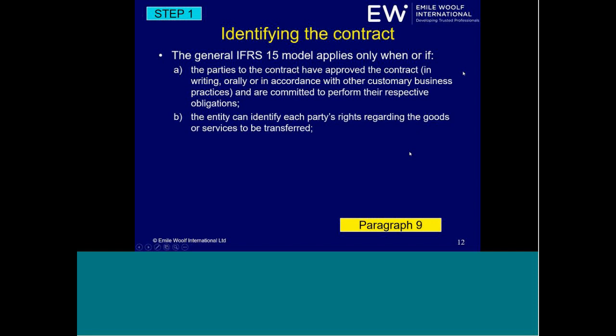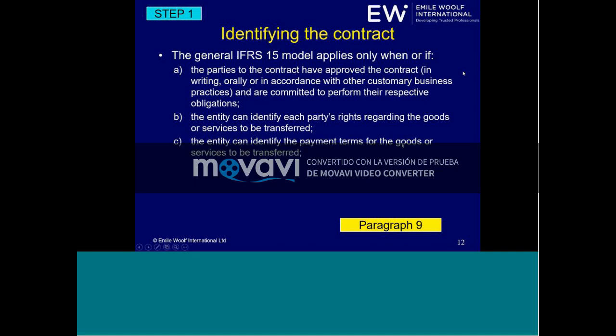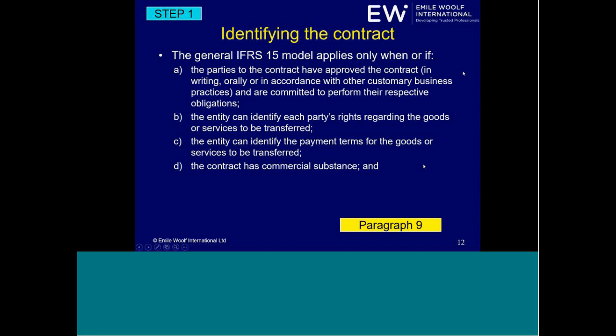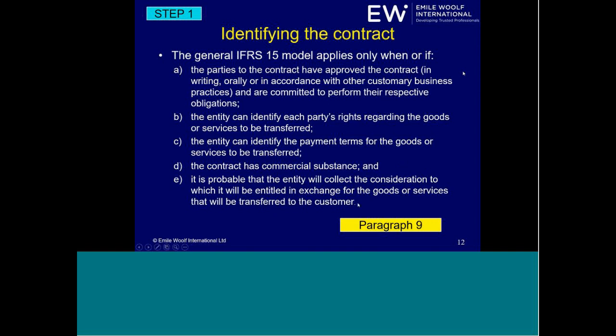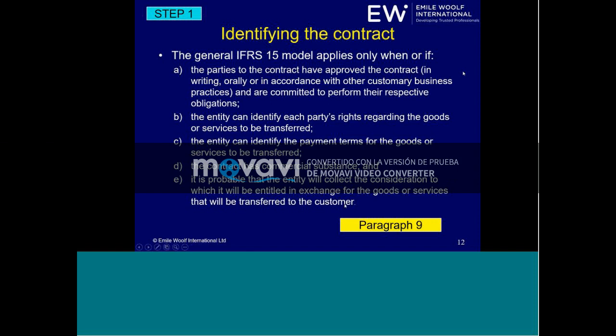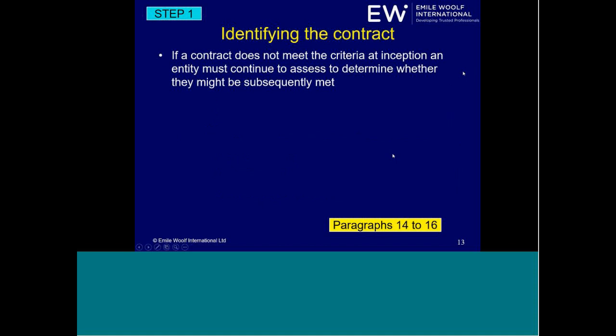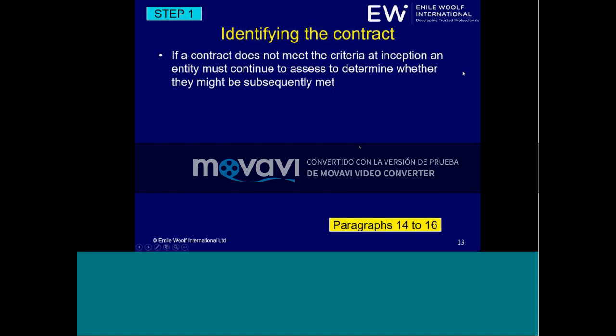Secondly, the entity, here we're dealing with, of course, the seller, the subject matter of the revenue. The entity can identify each party's rights regarding goods and services. The seller can identify the payment terms for those goods or services. The contract has commercial substance, and it's probable that the entity will collect the consideration to which it will be entitled in exchange for the goods or services. If it does not meet all of those criteria at inception, then an entity continues to monitor that position to determine when, perhaps, they subsequently are met.